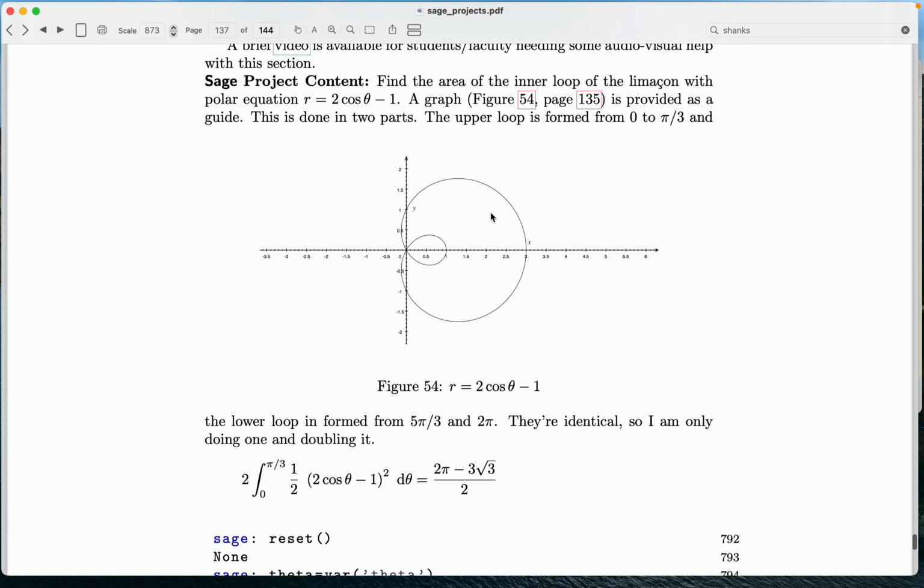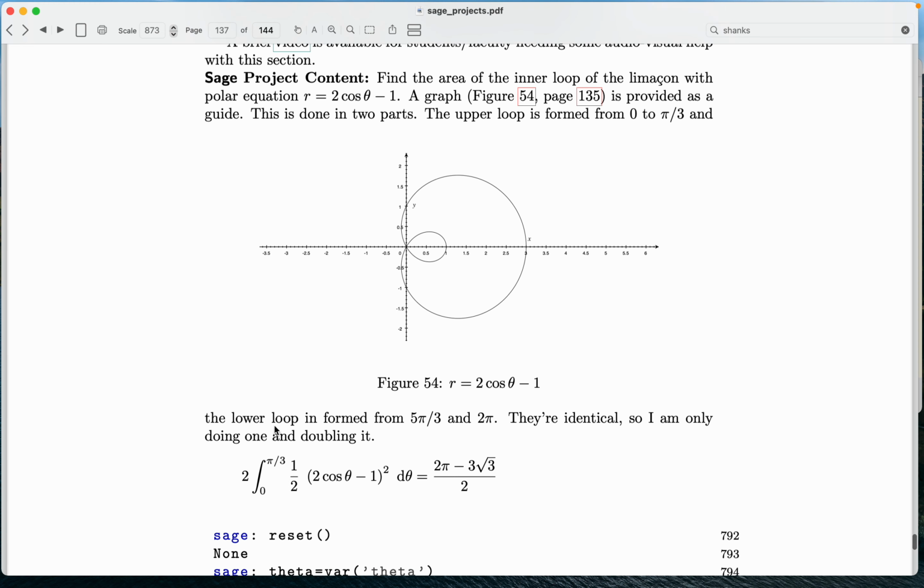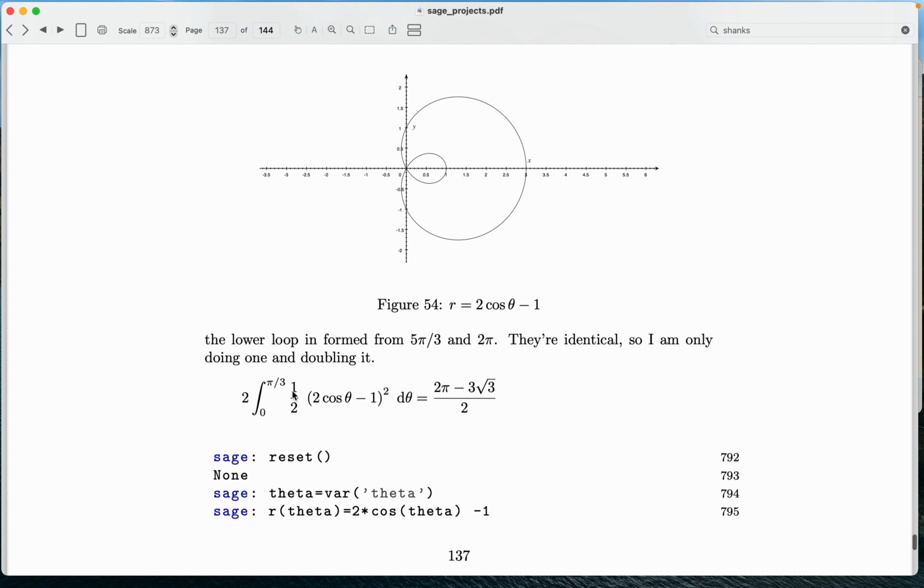I know it's difficult, but here's the deal. The lower loop and the upper loop are identical loops, so really I just double it, and I just go between 0 and pi over 3. Again, the struggle is not just accepting whatever I say. The struggle is being able to do this. So I want to briefly go through and reinforce that at least half the loop is formed between 0 and pi over 3. There's half of that loop over here.